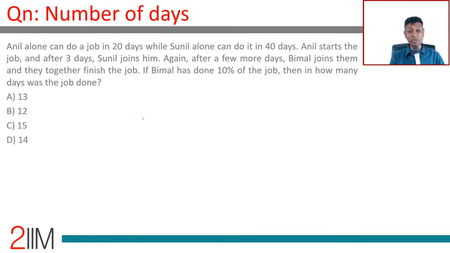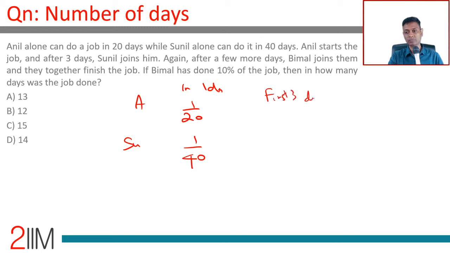Anil alone can do a job in 20 days. So Anil in 1 day can do 1/20th of the task. Sunil in 1 day can do 1/40th of the task because he can do it alone in 40 days. Anil starts the job and after 3 days Sunil joins him. So in the first 3 days we have done 3/20 of the task.